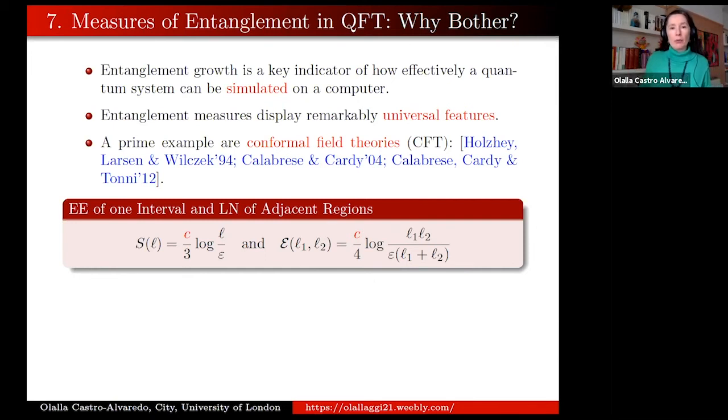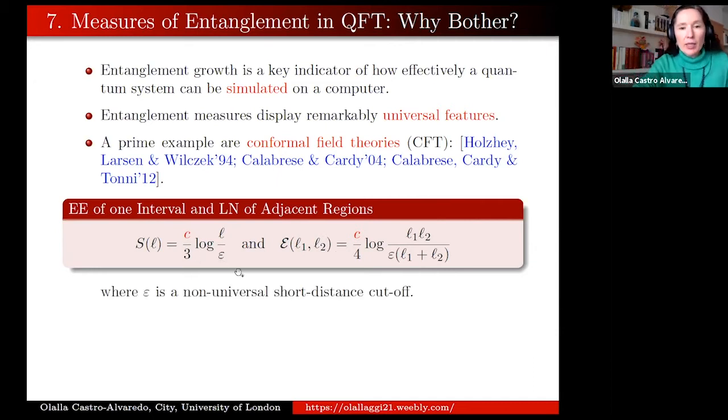So this is an example of universality. If you were simulating some quantum system on the computer, and you wanted to find out whether this system is critical or not, or what its critical point is, if you computed the entropy, you could immediately extract the central charge associated with that critical point.